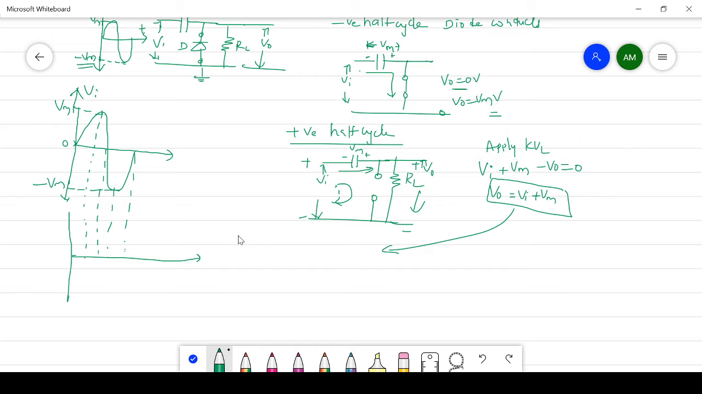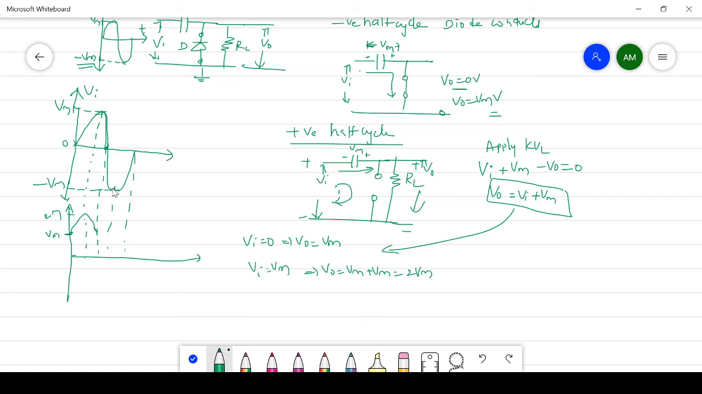When the input voltage is 0, Vi is equal to 0, then V naught is equal to Vm only. So when we apply 0 volts, we get Vm as output. So this is the Vm. Next, whenever Vi is equal to Vm, the highest positive peak voltage, then V naught is equal to Vm plus Vm. So we get 2 Vm. Again, the capacitor discharges, so whenever 0 volts, we get Vm output volts.